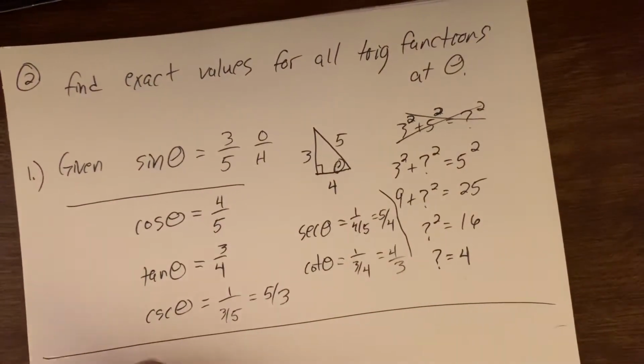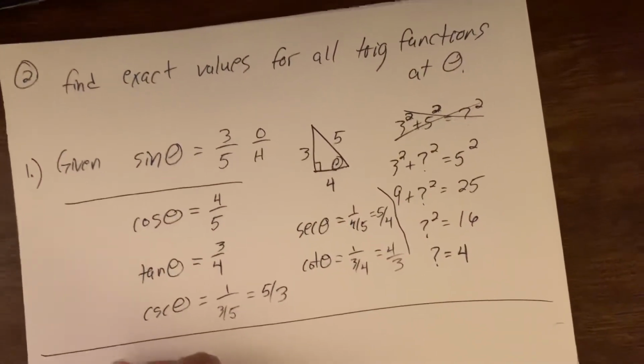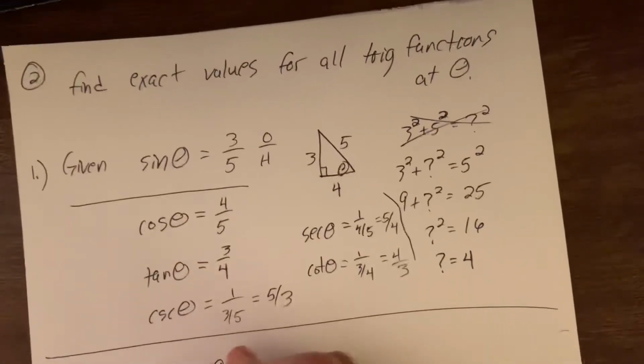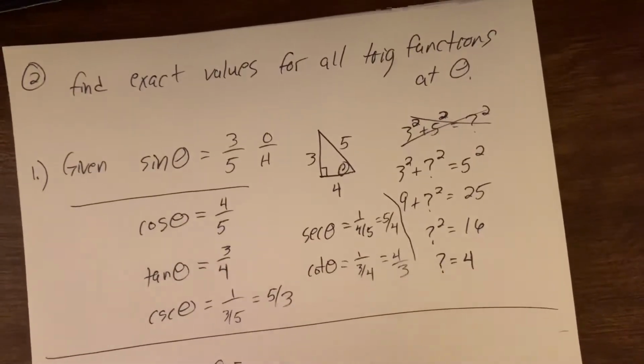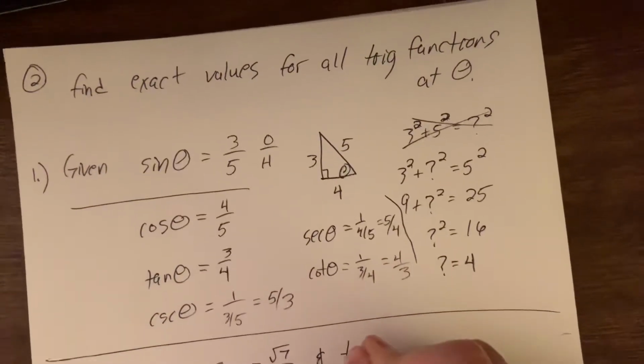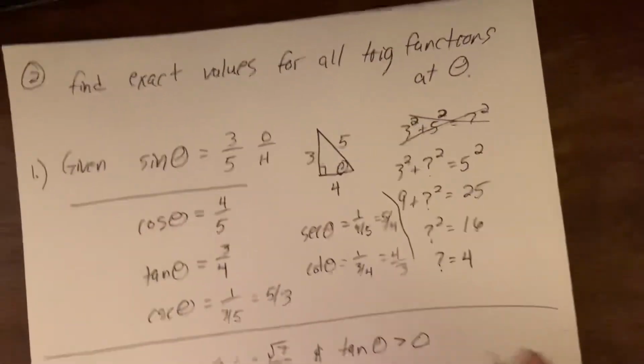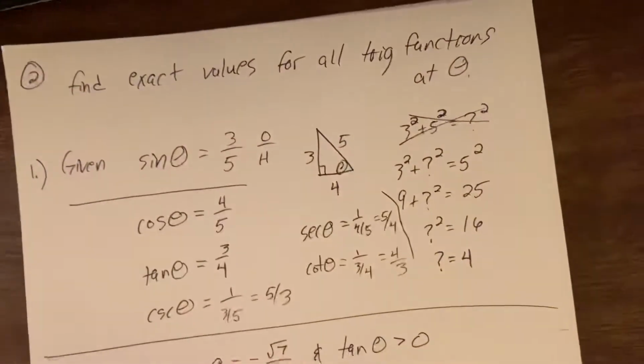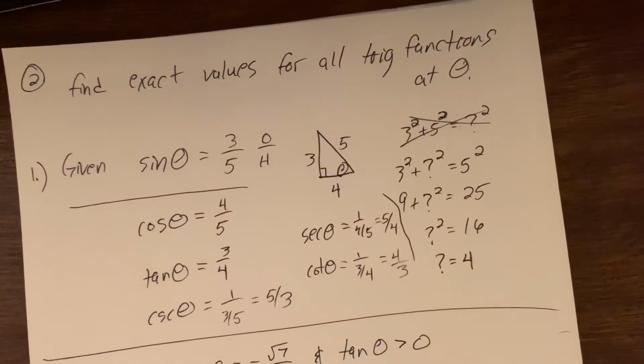So in this next one, let's add just a little bit more. Given cosine of theta is negative radical 7 over 4, and tangent of theta is greater than 0. Now, let's find exact values for all trig functions.